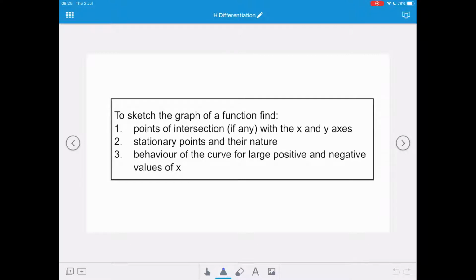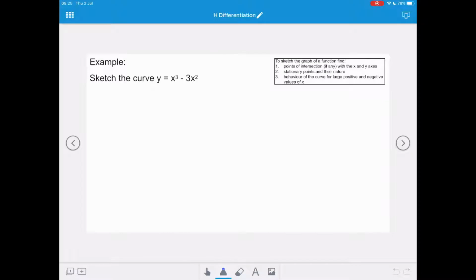And then we need to look at the behaviour of the curve for large positive and negative values of x. So we need to look at what happens when x tends to positive and negative infinity. Then once we have all these key points, we can draw in our smooth curve connecting them all together. So in this example, we want to sketch the curve y equals x cubed minus 3x squared.